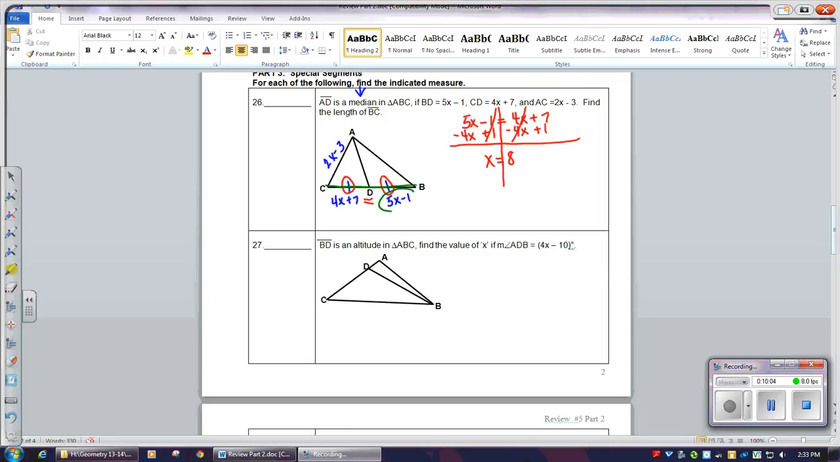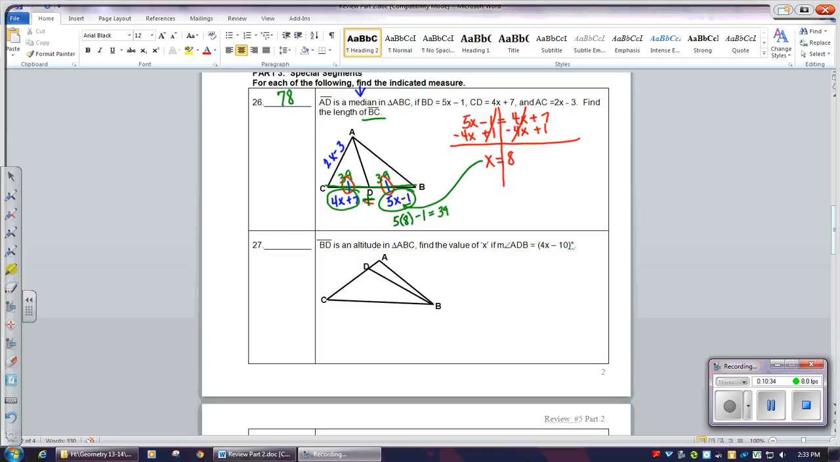Now, it wants the length of this whole segment. But if I can find a part of it, I know that'll be the same, and I can add them together. So I'm going to plug in an 8 right here. 5 times 8 minus 1, that is 40 minus 1, that's 39. So if this piece is 39, that piece is 39, and 39 plus 39 is 78. So the length of BC is 78. It's not an angle, so I don't put a degree mark.